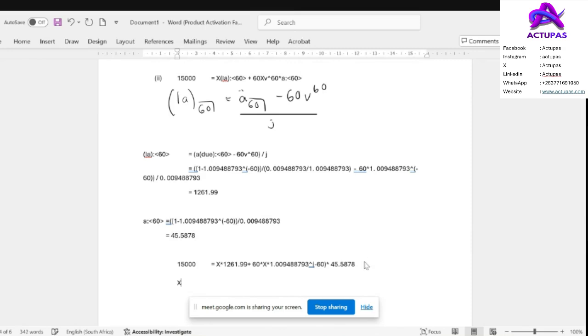So if you make X the subject, our X will then be equal to your 15,000 divided by, in this case, before we get here, just so you see how we got here, we can write 15,000 is equal to, make X the subject here. So if we make X the subject here, we will be left with this part. Copy here, paste it here, plus this whole part here. Copy here, paste it here, remove this X.